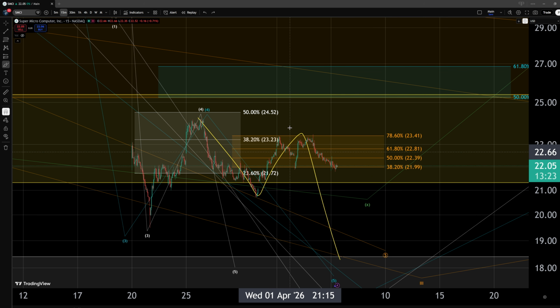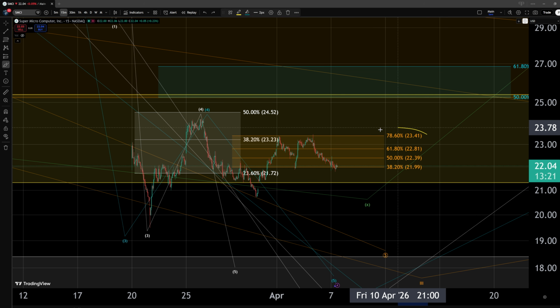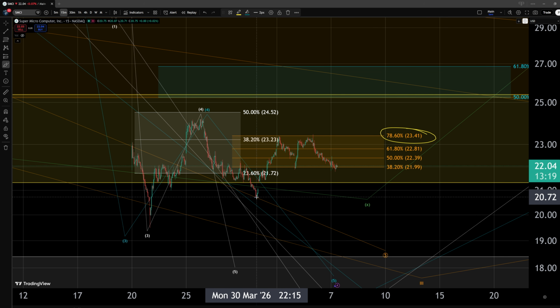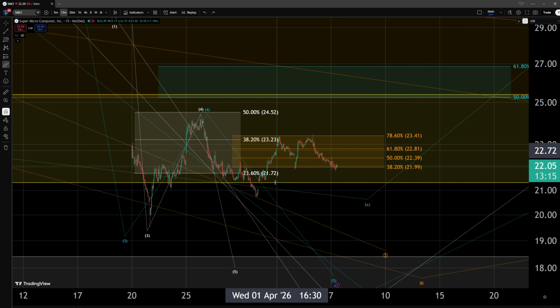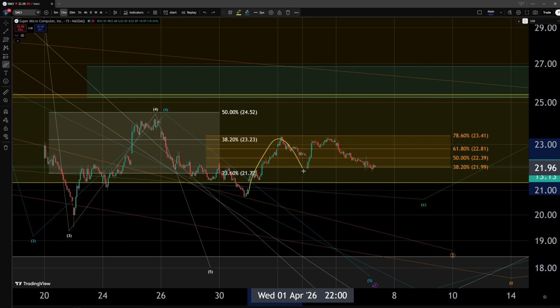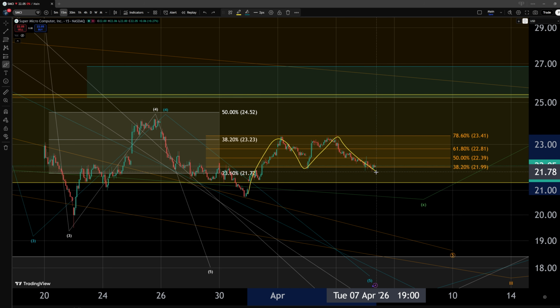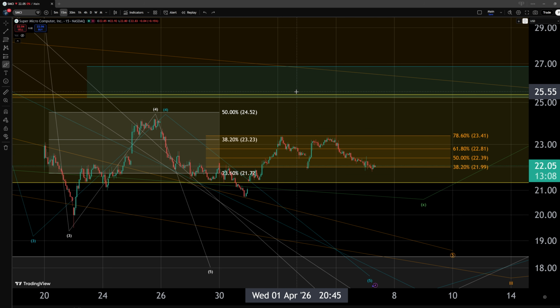Now, we can notice we have pushed into the 78.6% retracement in this recovery, in this relief rally, a couple of times actually, right? So we pushed the first time, we got rejected. We pushed the second time, we got rejected, and we even formed a lower low. This would incline me to believe that the likely outcome is to extend to lower prices.